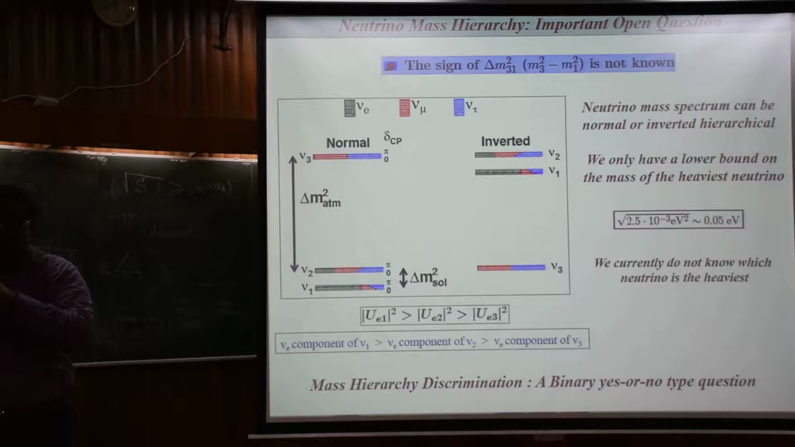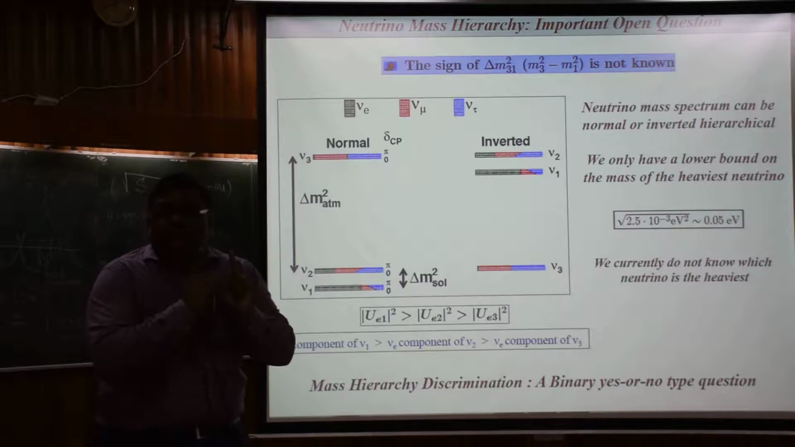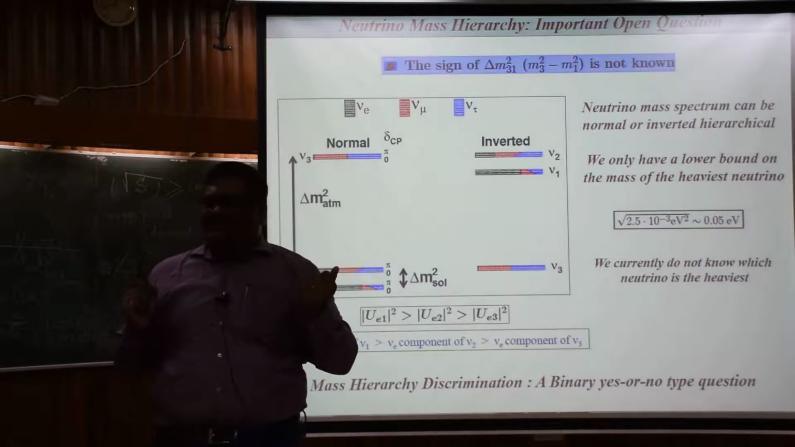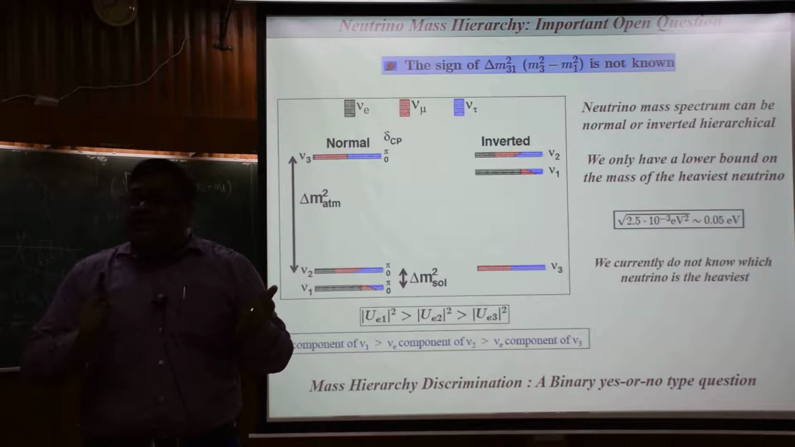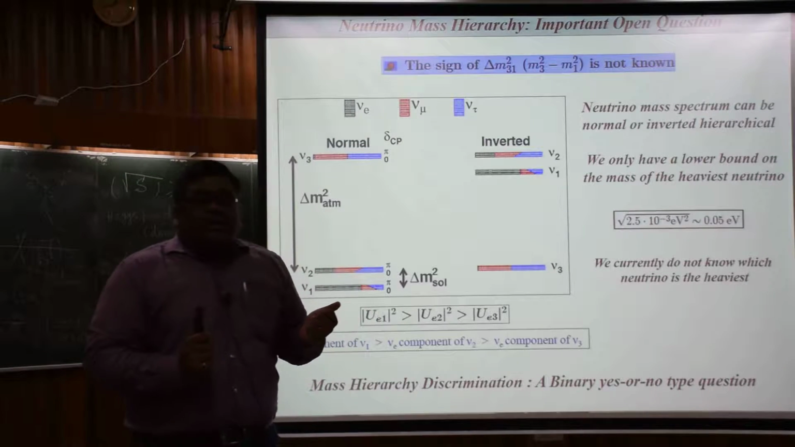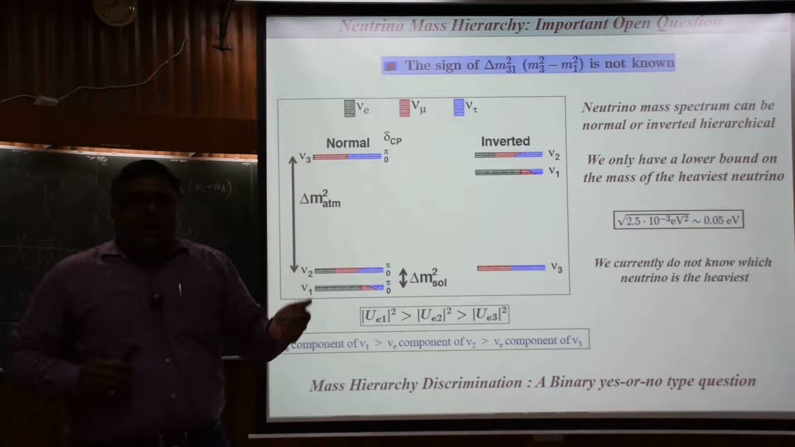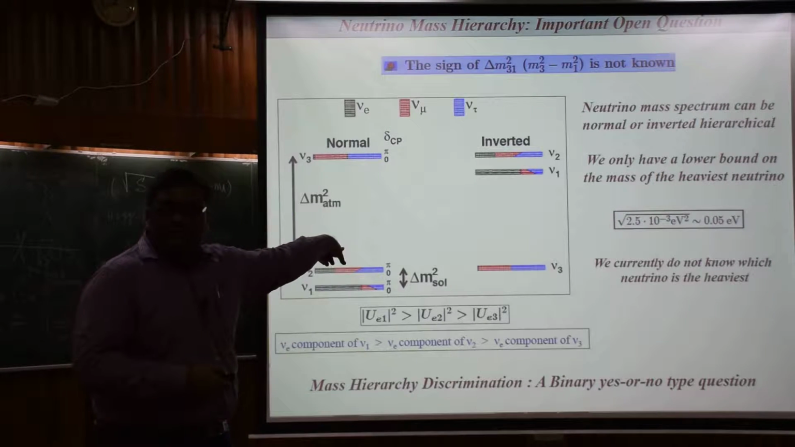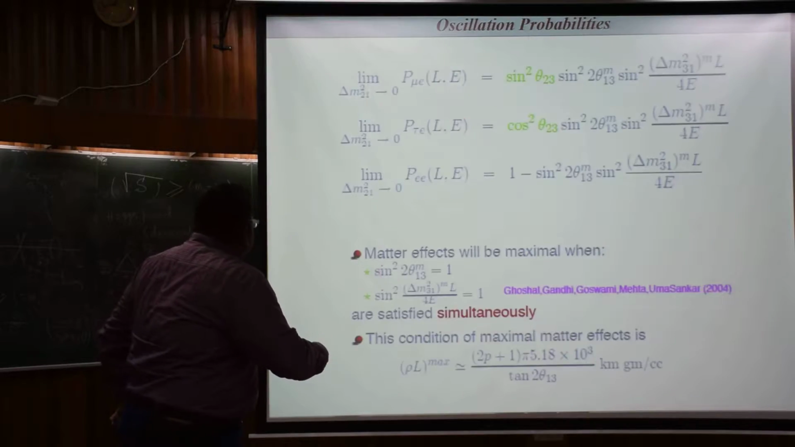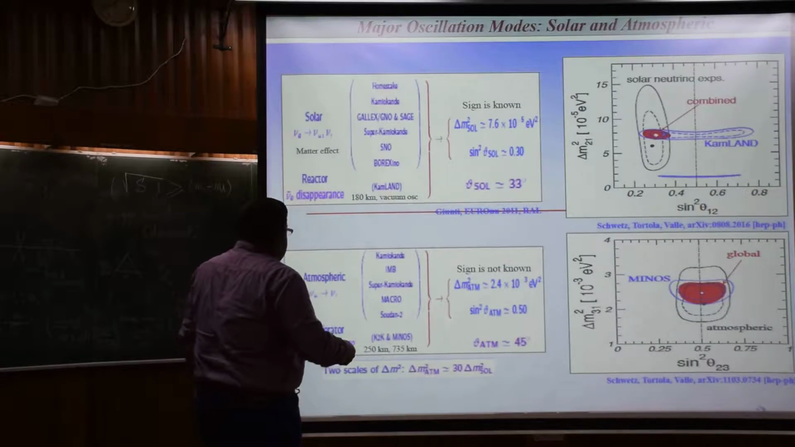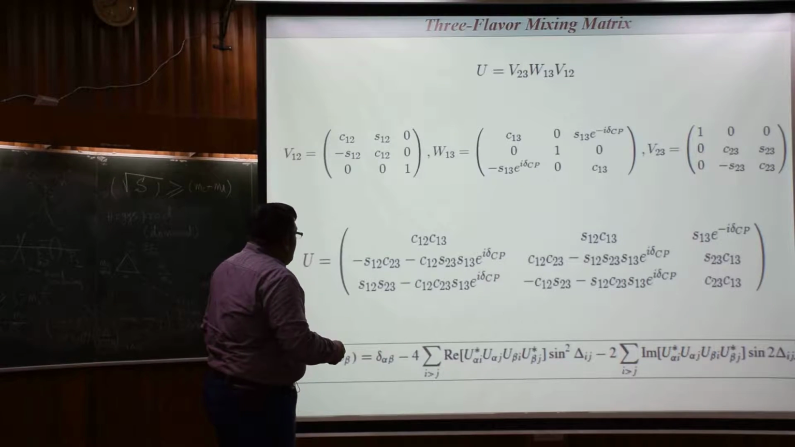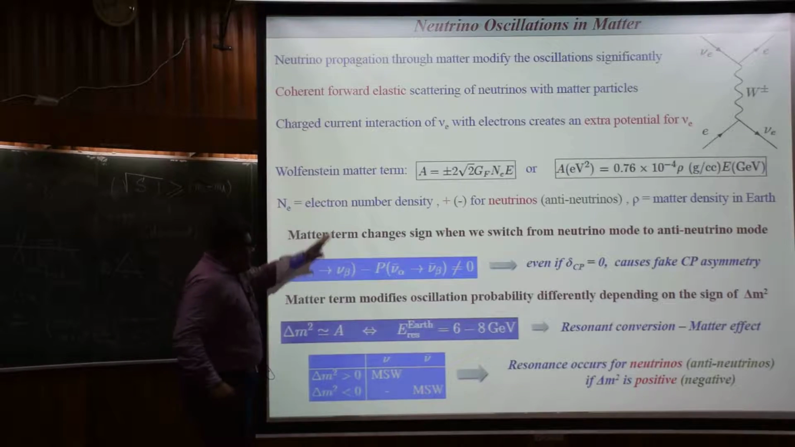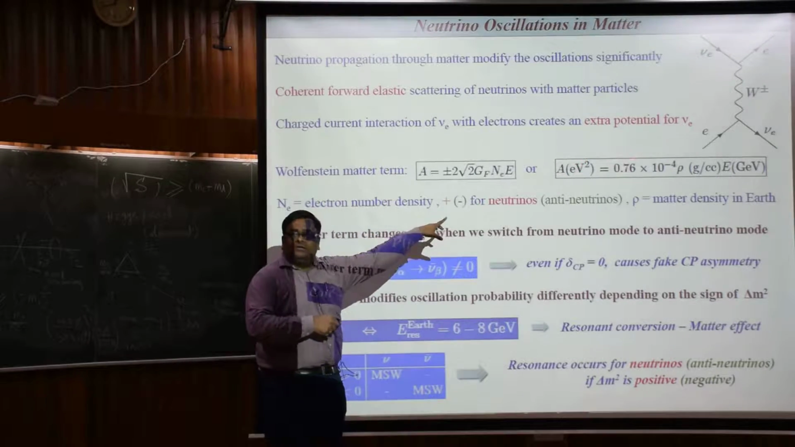So you see, matter is an obstacle for CP measurement, but matter is a boon for your hierarchy measurement. If there is a matter effect, then it couples with this hierarchy sign in the probability, which I will explain now. So then you can also tell what the sign of this quantity is. So this is in units of electron volt square, right?